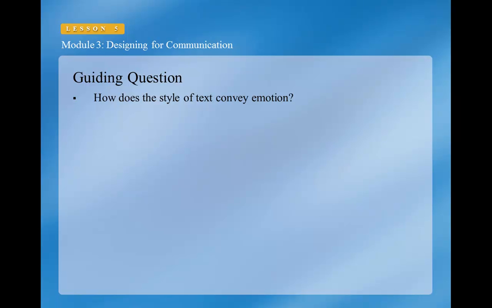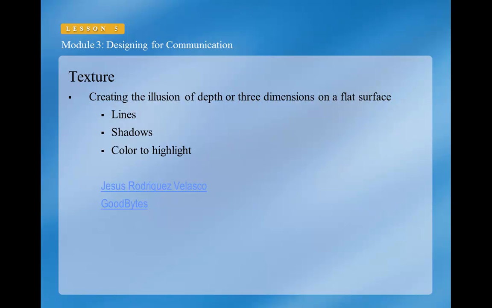And while we're going through this lesson, think about how the style of text conveys an emotion. That means like the color maybe, or the size, also the type of font you're using. Texture often creates the illusion of depth or three dimensions on a flat surface. You can use lines, shadows, or color to highlight different parts.